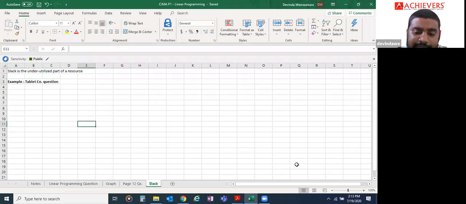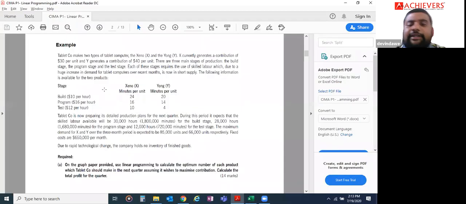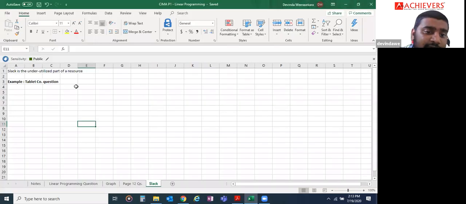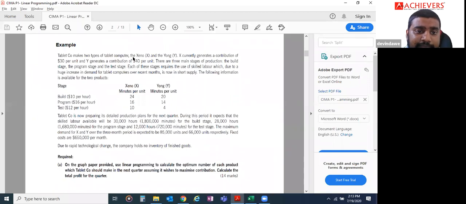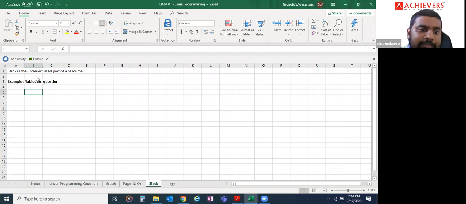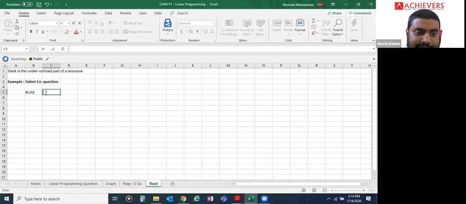Right. So now in this tablet company question, how many resources are there, guys? Now slack is only for a resource. It's not for a demand, it's only for a resource. So how many resources are there in this question? There are three resources: build, program, and test.